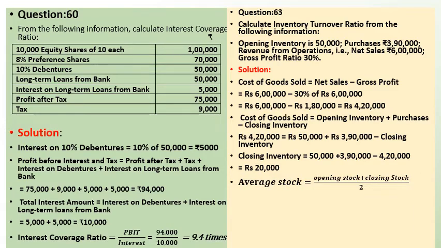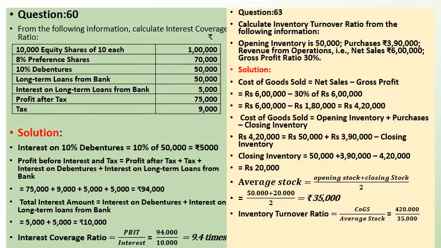Now average stock is equal to opening stock plus closing stock divided by 2. Opening stock we have 50,000 plus 20,000 by 2 is equal to 35,000. Inventory turnover, therefore, is cost of goods sold divided by average stock, that is 4,20,000 divided by 35,000, we'll get here 12 times, that is the inventory turnover ratio.